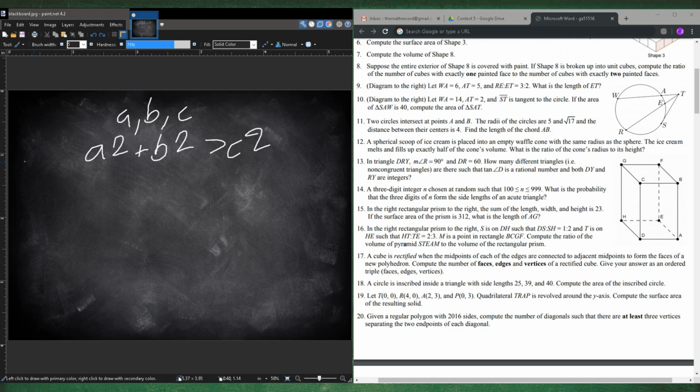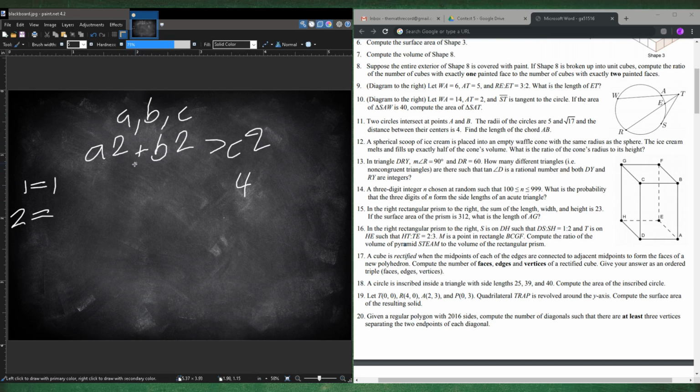So 1, 1, 1 would be an equilateral triangle. So for when c is equal to 1, there's only one possible triangle: 1, 1, 1. When it's 1, it only has 1. Now when c is equal to 2, that would equal 4.